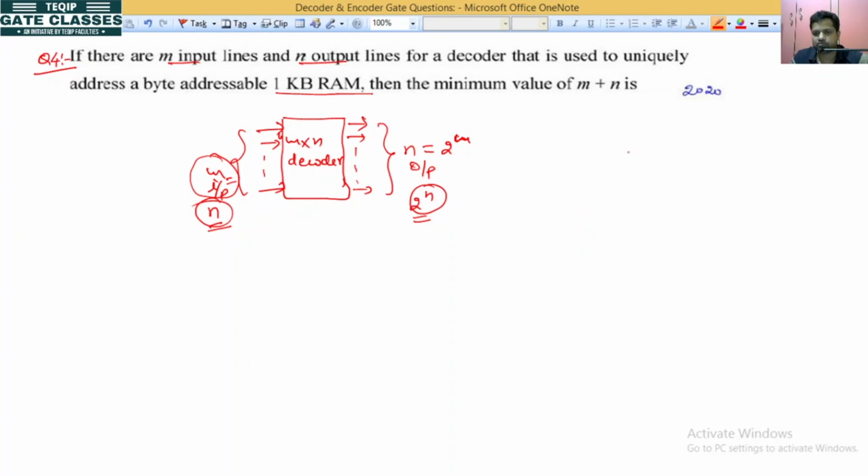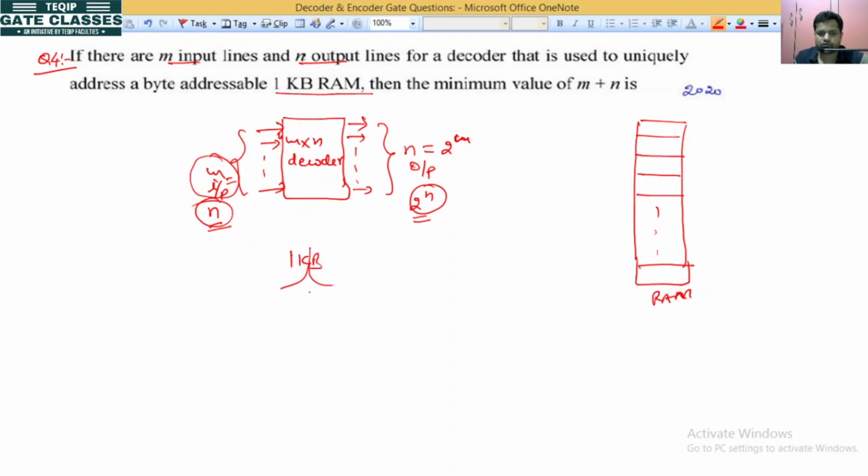So suppose we have a 1 KB RAM here, this is our RAM memory, okay? We have a RAM here, it is byte addressable. Byte addressable means in each cell 1 byte of storage is there, okay? So if we have 1 KB memory, this will tell you the number of cells in memory, and this will tell you the cell size. Cell size is 1 byte. And what is the number of cells?